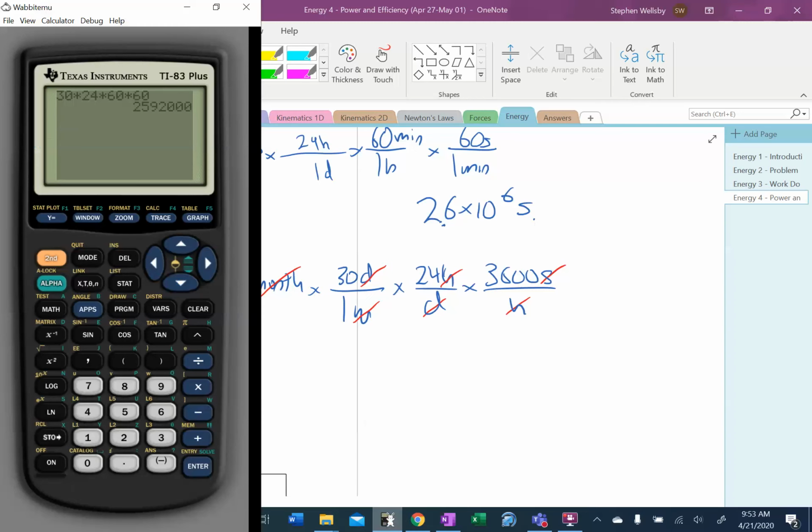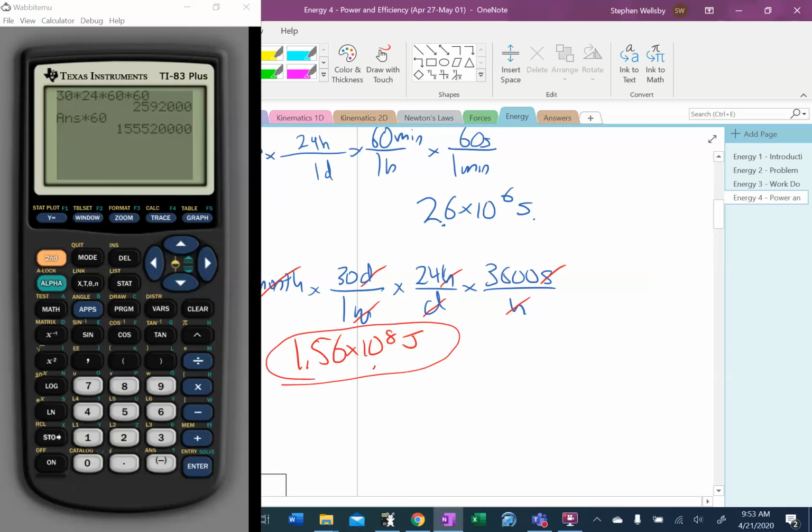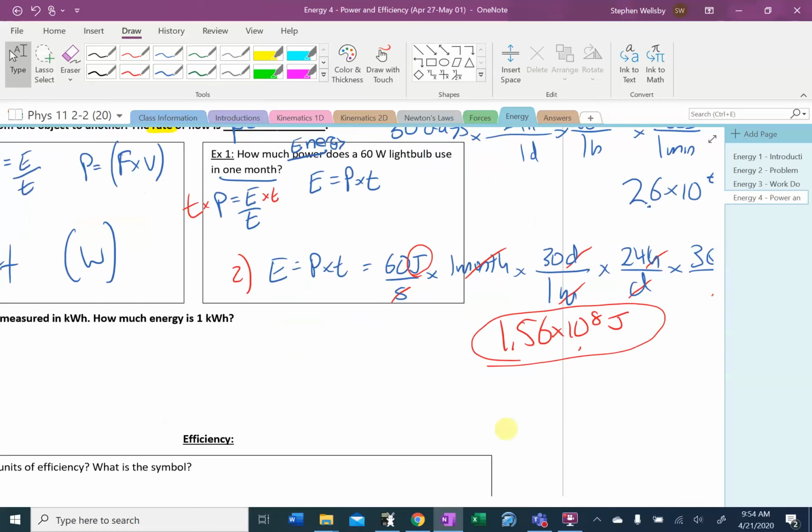So what we had before was this number of seconds, and we're going to multiply this answer by 60 joules. So that's going to give us our answer here, 1.56 times 10 to the 8. And that's going to be in joules. So that's the amount of energy that was used there.